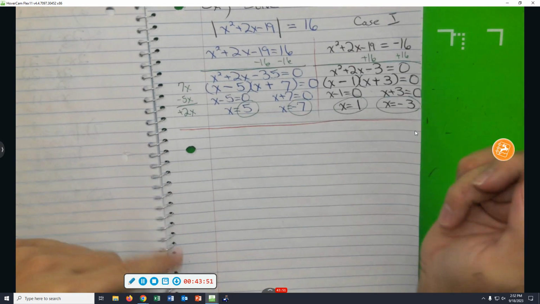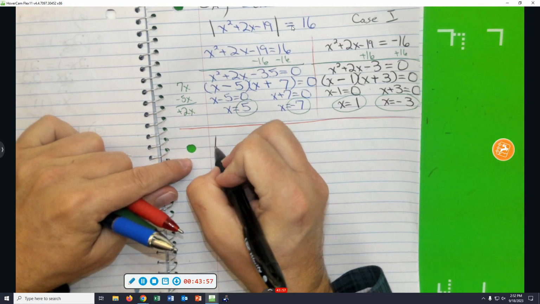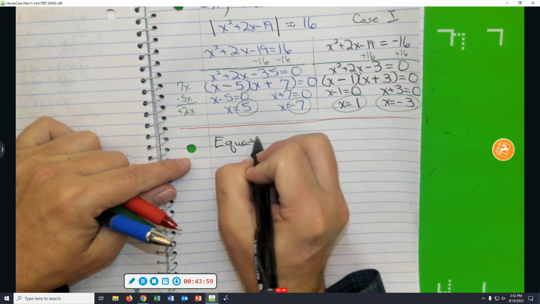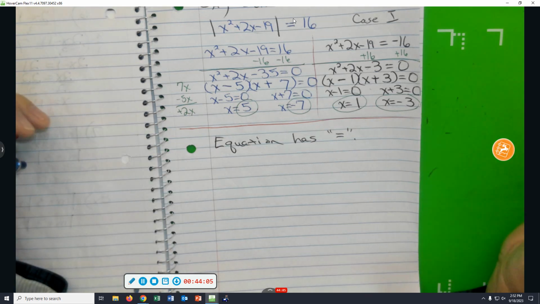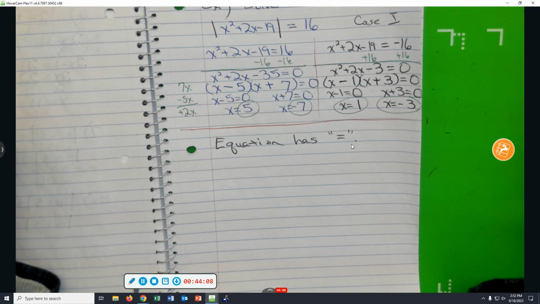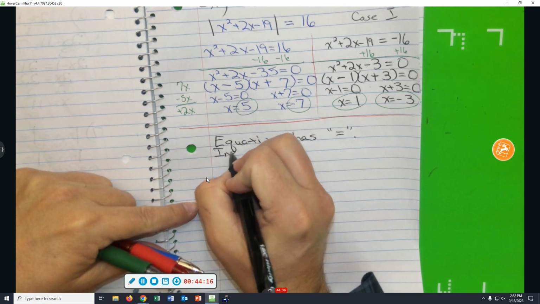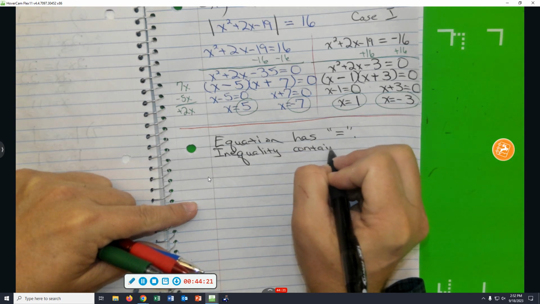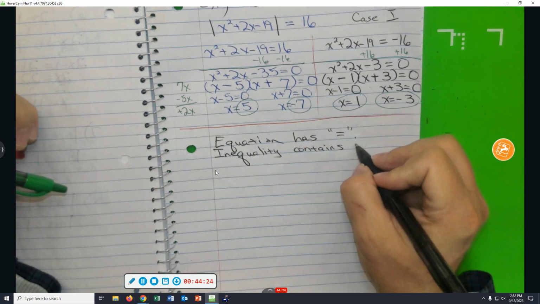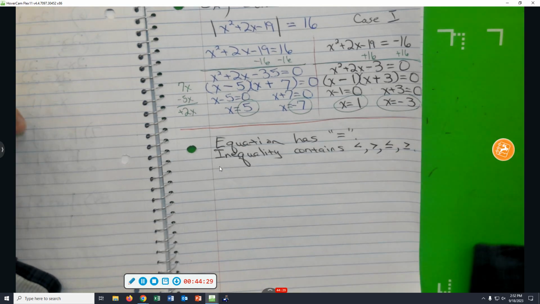Interval notation. Notice all we've solved so far this semester are equations. An equation has an equal to symbol. Must have an equal to symbol. An inequality has less thans or greater thans. So an inequality contains, well, there's actually 4 possibilities. Less than, greater than, less than or equal to, or greater than or equal to.